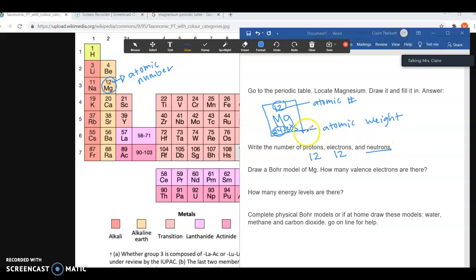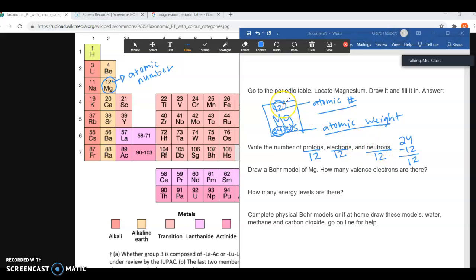Neutrons, it's going to be the atomic weight minus the atomic number. So for neutrons, we're going to do 24 minus 12. So we're also going to get 12. So that's pretty easy. The protons, electrons, and neutrons are all 12.